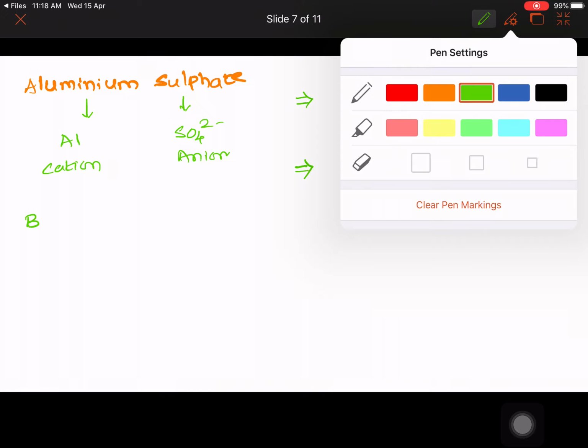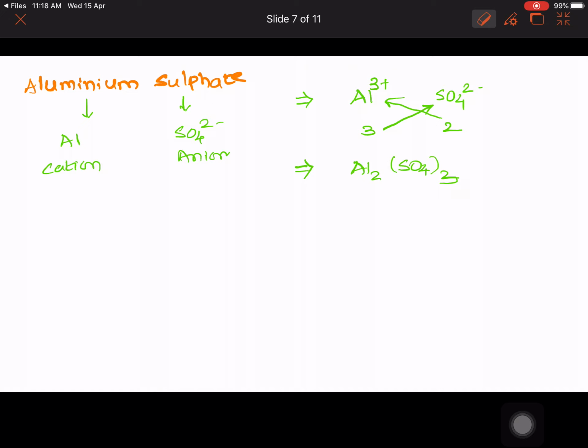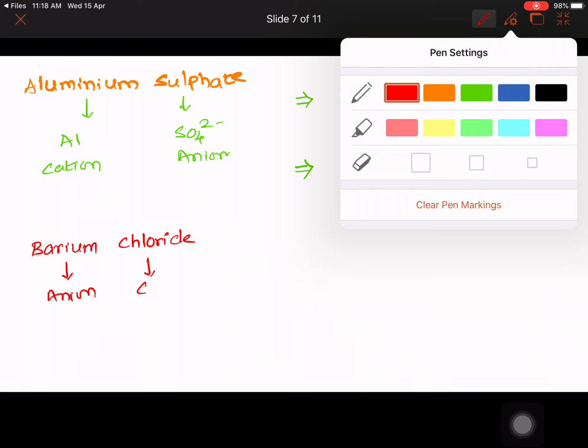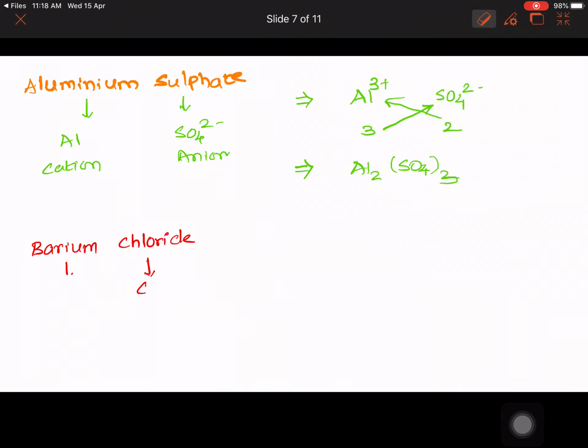Let's take barium chloride. Whenever you are reading the name, you should immediately recognize the anion and cation present in that salt. Again, start: barium chloride.